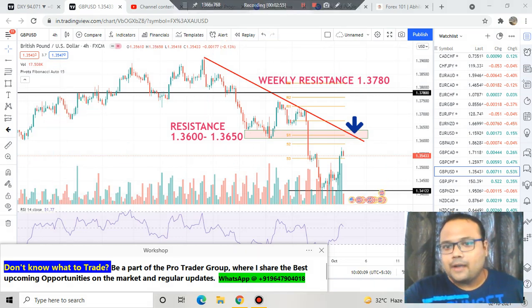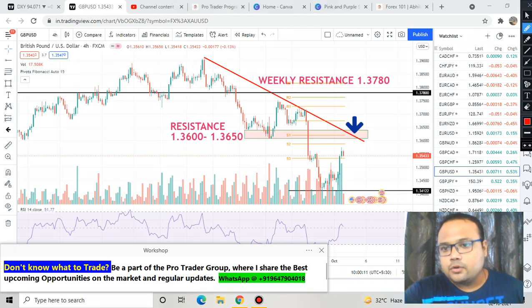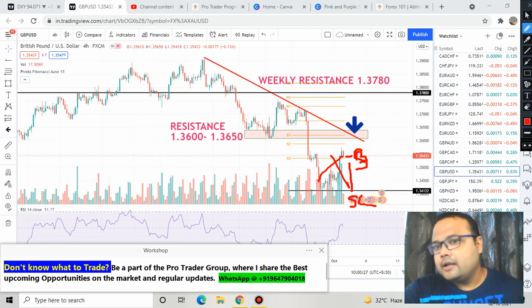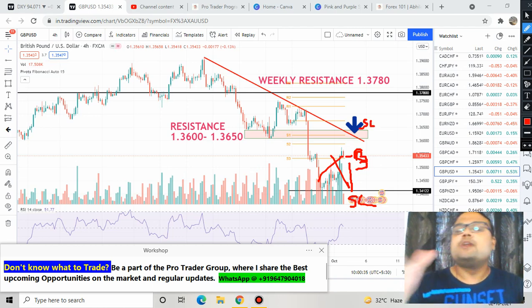Right now the market is trading in the middle here, at 1.3543. Let's assume you buy here, then your stop loss will be here, so you are taking a huge risk. Your risk to reward ratio does not match, so no trade. And if you short the market here, then again your stop loss will be above this level, so again your risk to reward is not much in your favor.